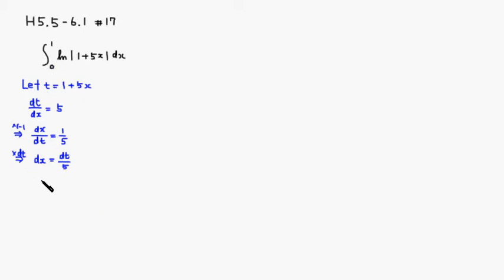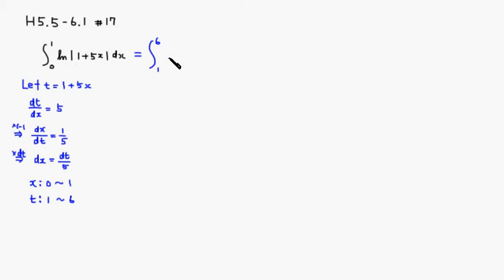And since x goes from 0 to 1, the corresponding t goes from, I plug in 0 here, 1 plus 0, so it goes from 1 to, 1 plus 5 times 1, so that's 6. So we can rewrite this integral so it goes from 1 to 6 instead.